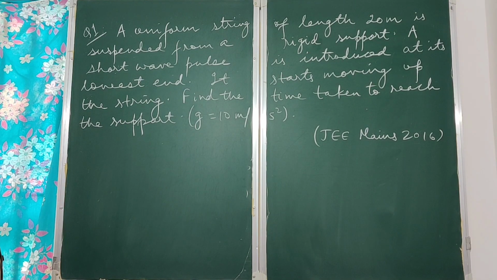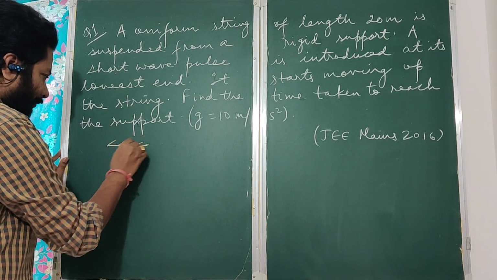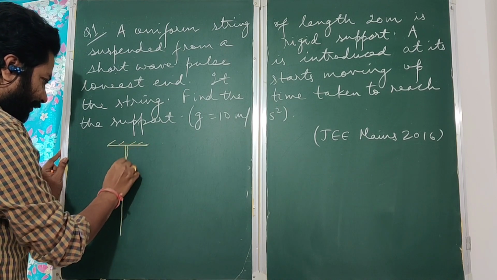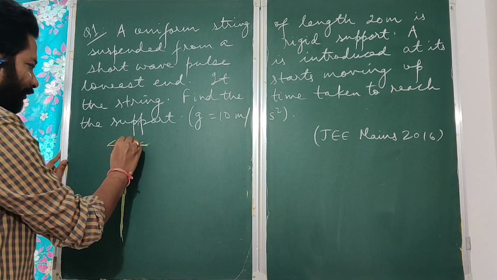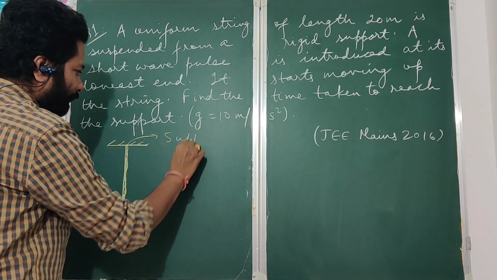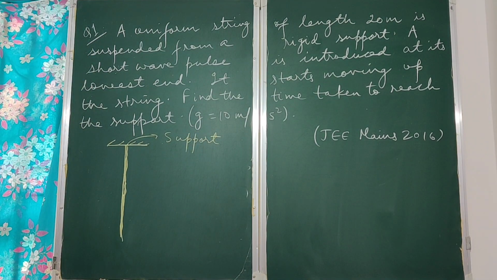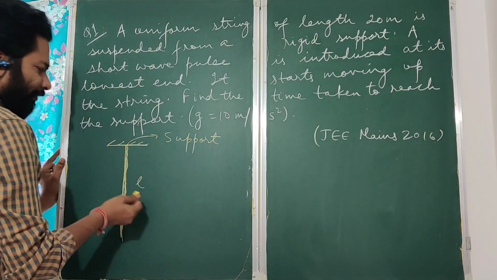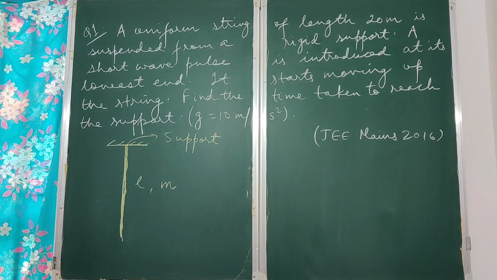A uniform string of length 20 meter is suspended from a rigid support. So let us say there is a string which has been suspended from this rigid support. So this is a string, and here you are having the support. Length is given as L. Let us say the mass of this string is M.